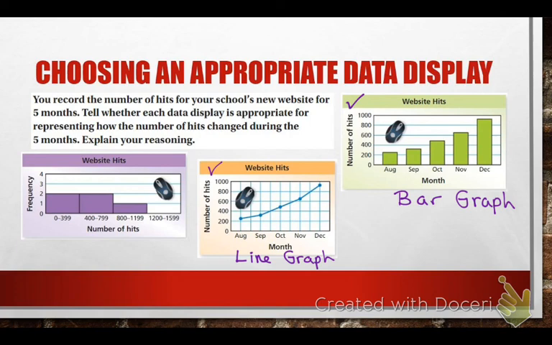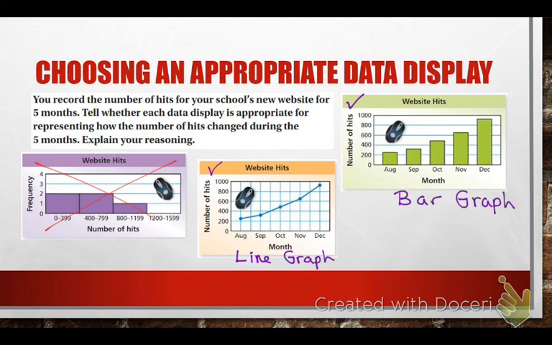All right, so let's look at this last one. Is this an appropriate data display? No, I can't tell which month is which. And I don't know what the 1, 2, 3, 4 even means. They don't even have 4. They have 3. Yeah, this is definitely not going to be appropriate.